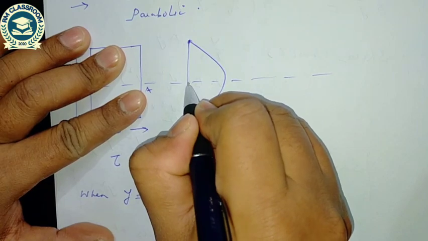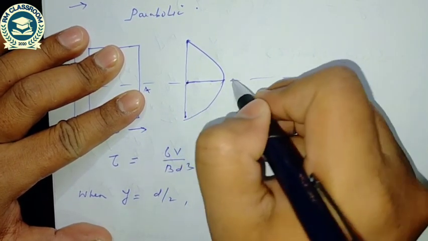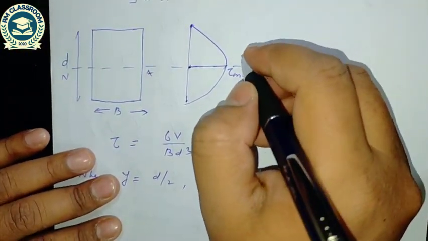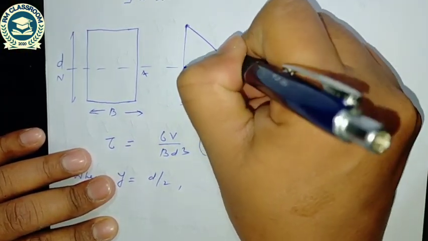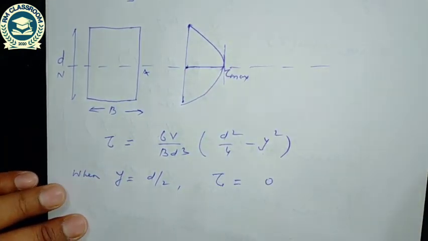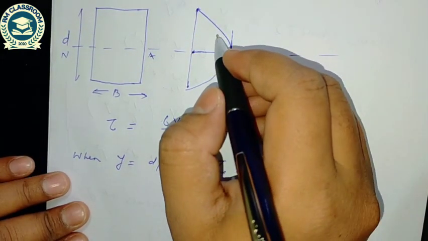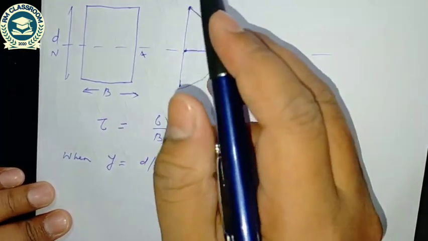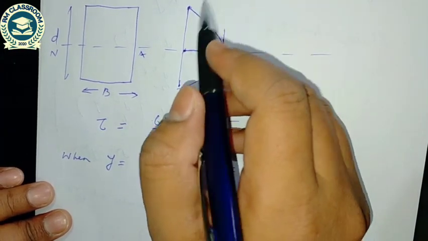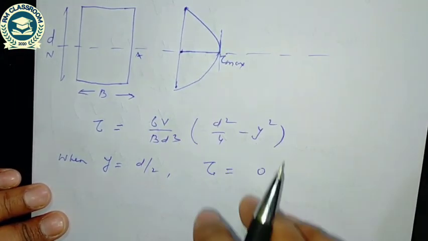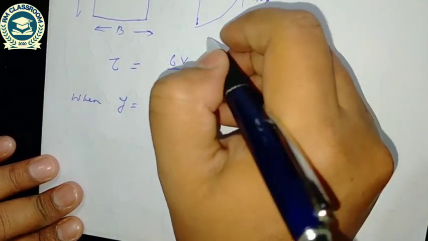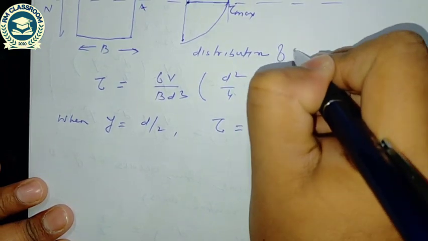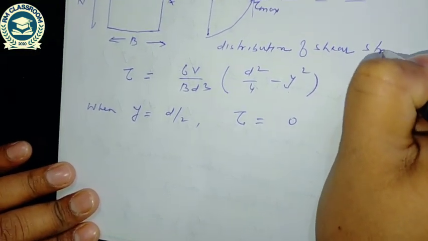So the maximum shear stress occurs at the neutral axis. This is tau max, and the distribution is parabolic. Now I am interested to compute the distance from the neutral axis where the average shear stress is equal to the normal shear stress. So this is the distribution of shear stress.